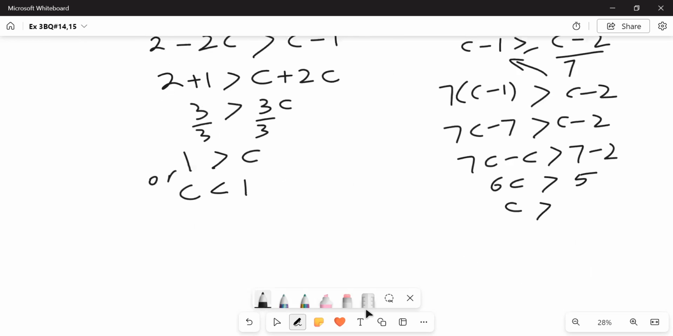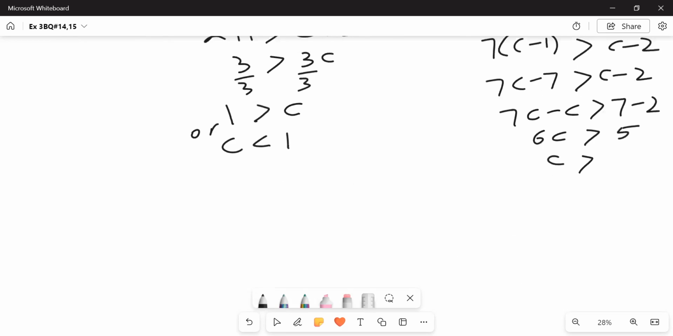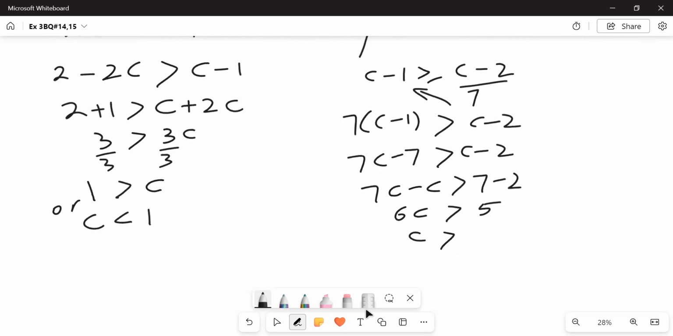First part, did you take 3 to the other side or did you multiply it with 3? Here we cross multiply 7 with C minus 1, so it will be 7C minus 7. Then I will shift this C to the left side and this 7 to the right side. So it is 7C minus C, and then 7 has a minus sign.